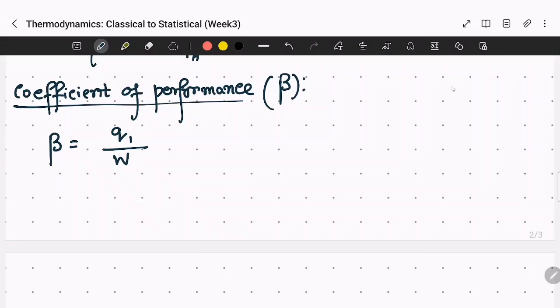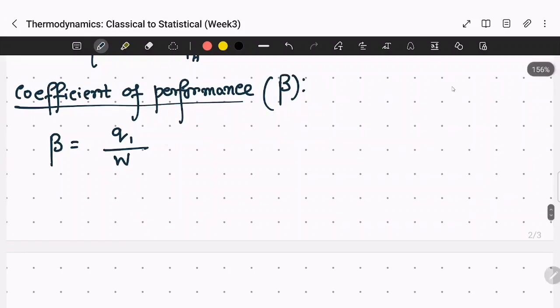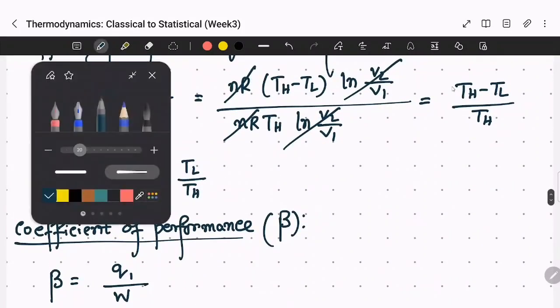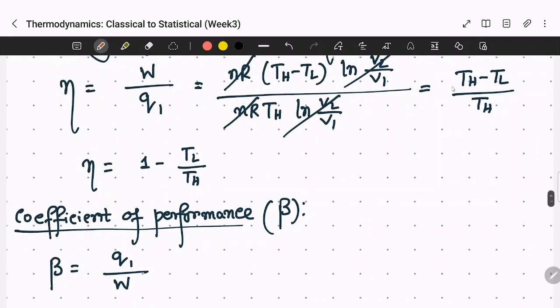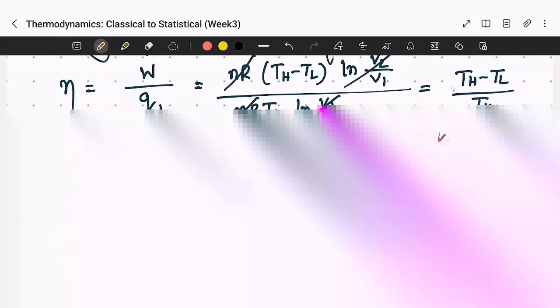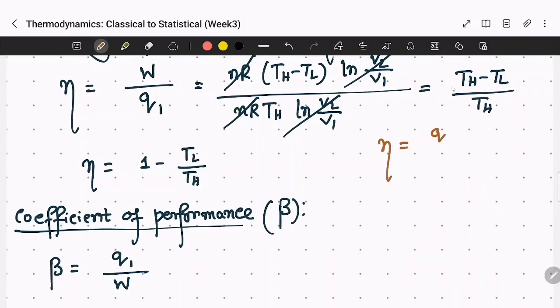Now if you calculate it, what will be Q1 divided by W? W you have already calculated. One more thing we have to discuss: there is another form. What is W? W was W1 plus W2. So you can write it like Q1 minus Q3 divided by Q1, which is basically Q1 plus Q3 by Q1 with a minus sign. You can think that way also.